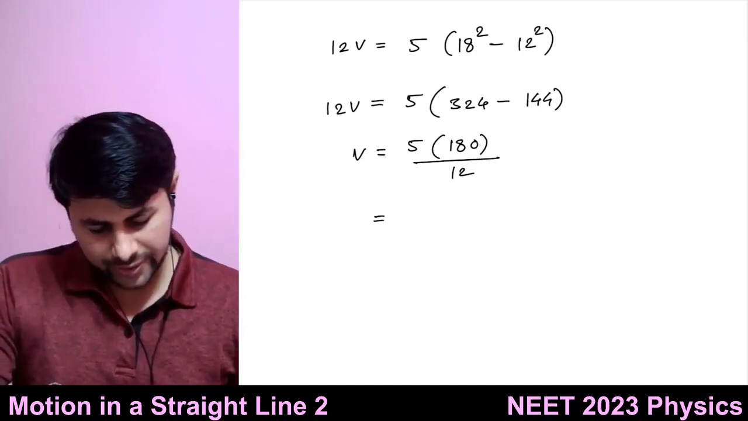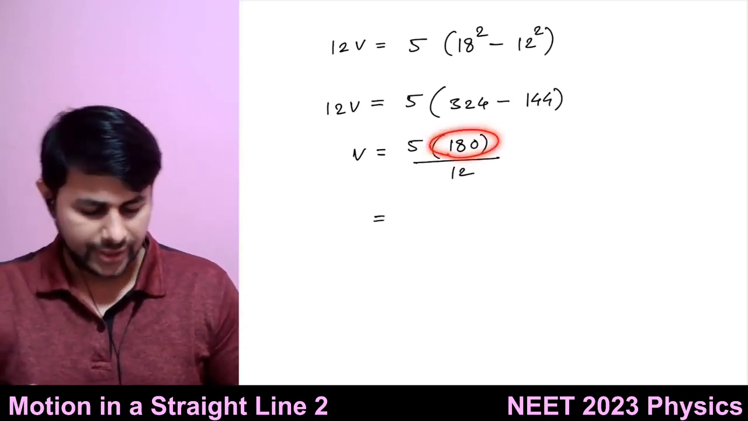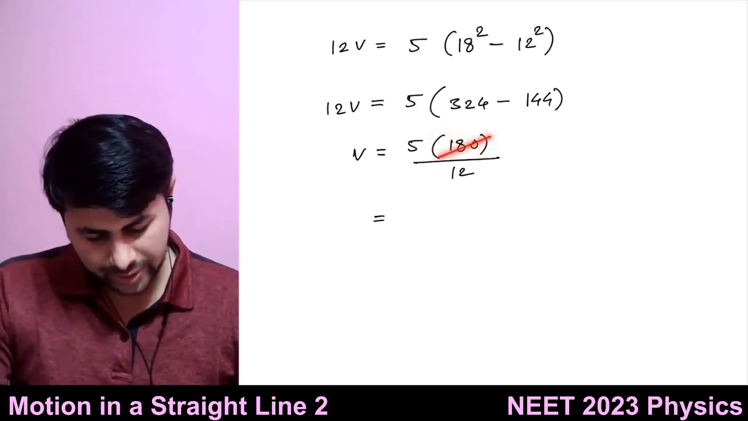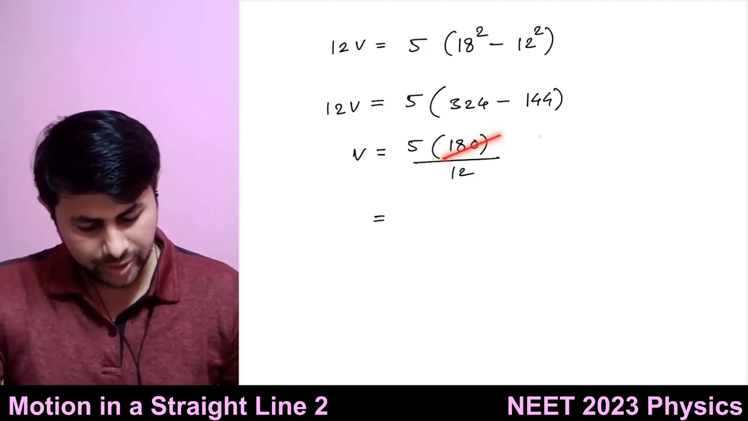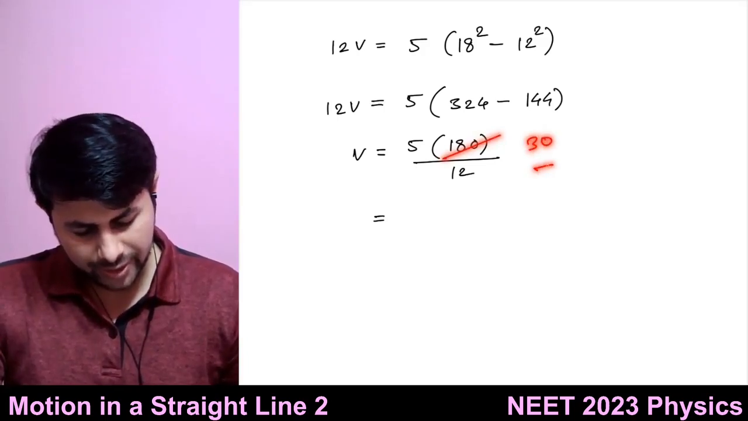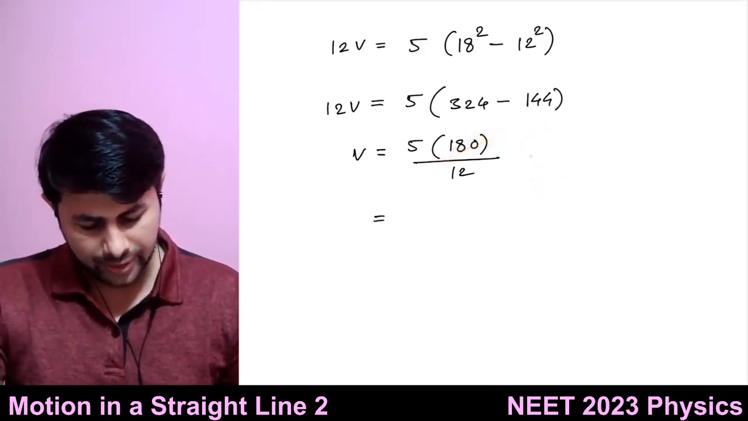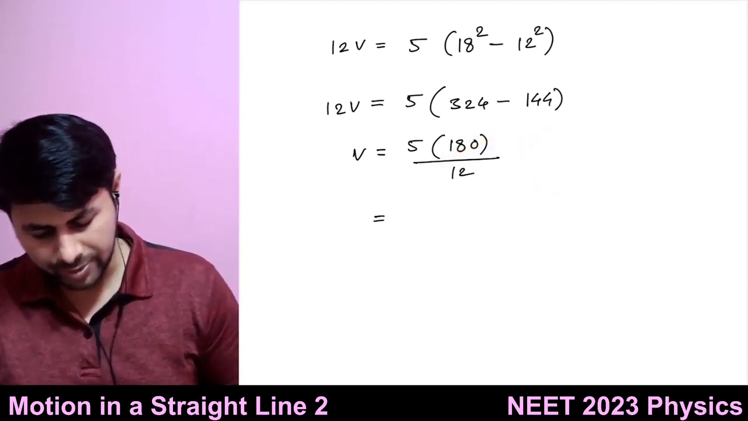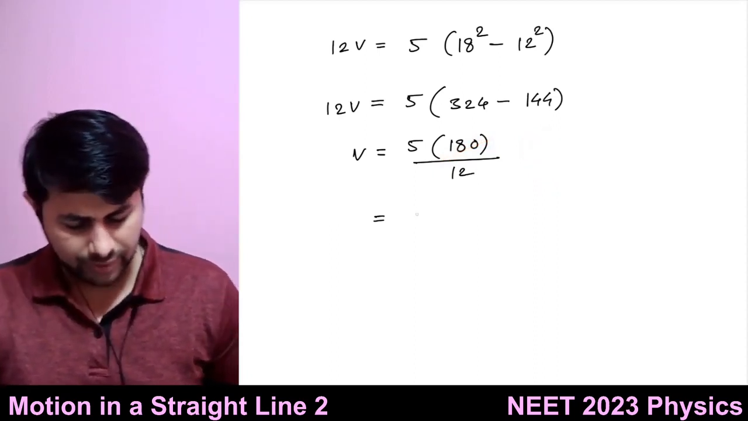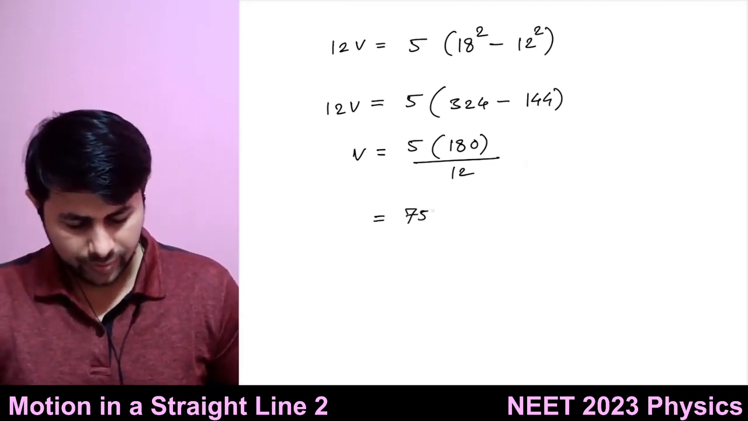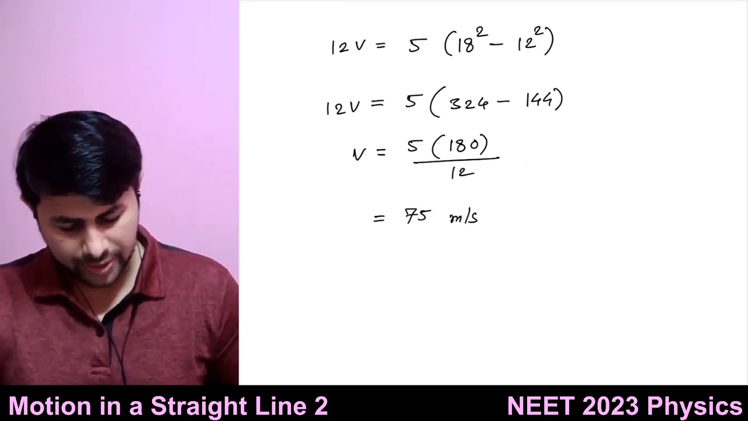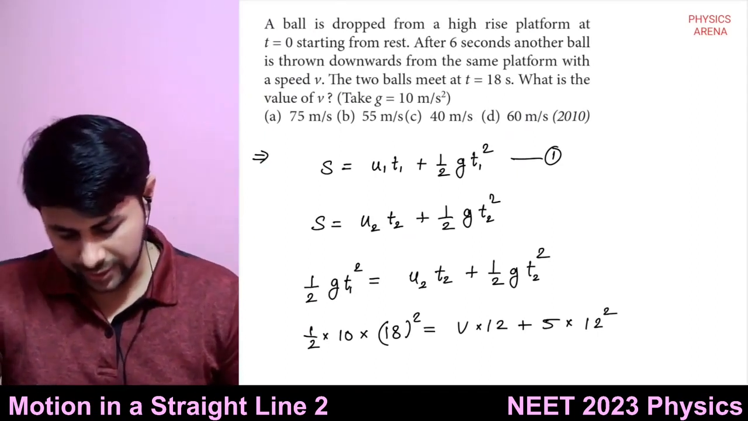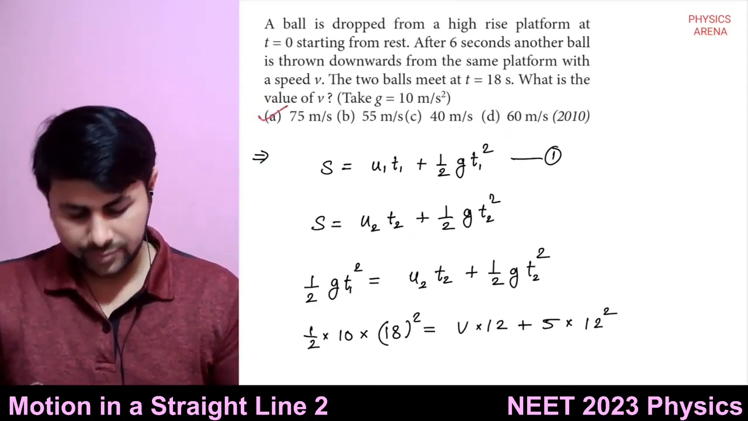So 180 divided by 12. We can divide by 6. If I divide by 6, this will be 30 divided by 2, that's 15. 15 times 5 is 75. So 75 meters per second must be its velocity. Yes, option A is the answer. So simple.